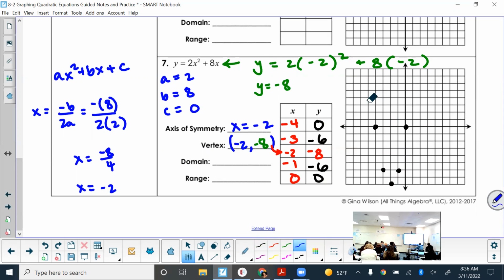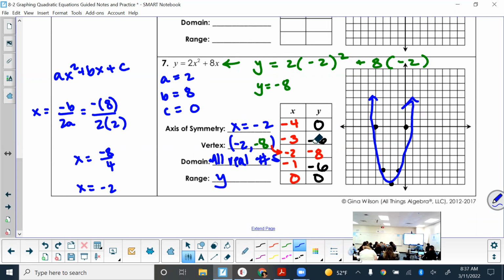All right, so then connect your dots. And now this is what it should look like. Last thing is just identifying the domain and range. So what would the domain be on this? All real numbers. That's what it'll be for both types of parabolas, whether they open upward or downward. Just memorize that. Now the range, is it all real numbers? No, because it doesn't go infinitely up and down. So you'll always have at least one boundary.